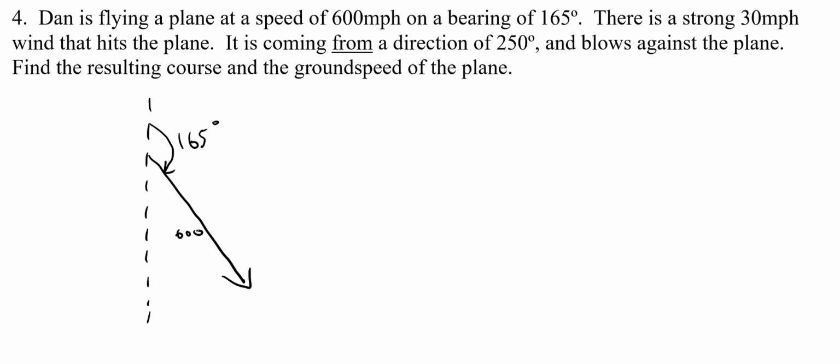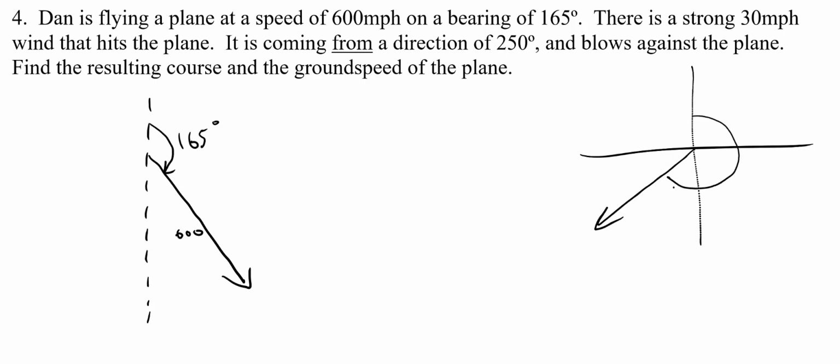There is a strong 30-mile-an-hour wind that hits the plane. It is coming from. Notice the word from is underlined. Guys, you need to understand what from means versus in the direction of or towards. If I said I'm coming from 250, I'm just going to do a little side thing here. If this is, let's say, 250 degrees, this is 250 degrees.